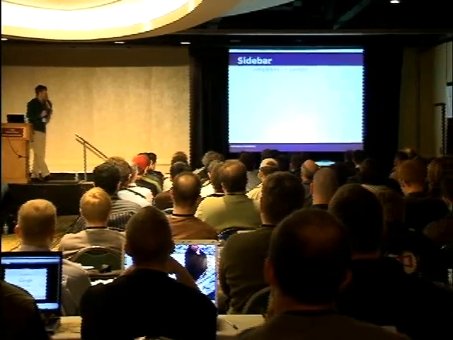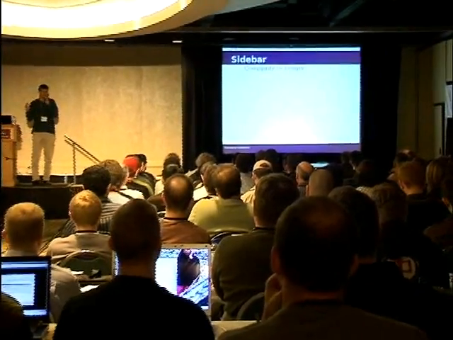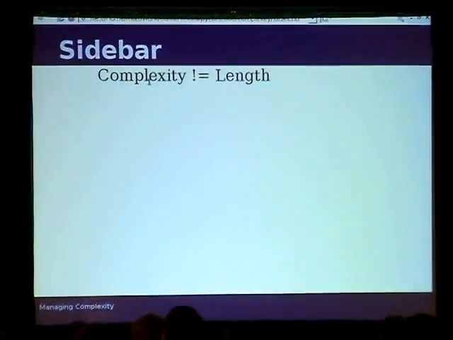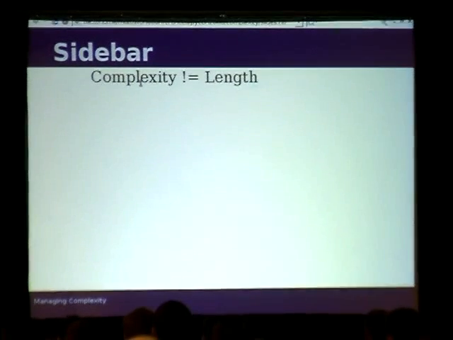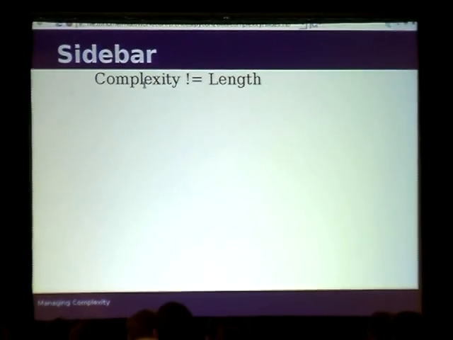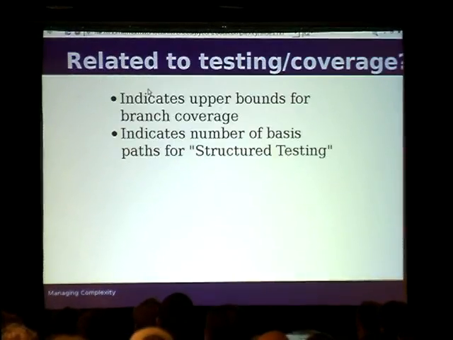And I should note that complexity is not necessarily the same as length. You can have long code that's very simple. You can have short code that's complex. And so if length is one of your metrics, note that they're not necessarily related here.